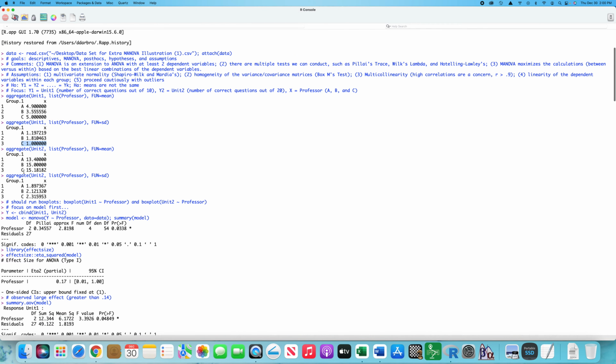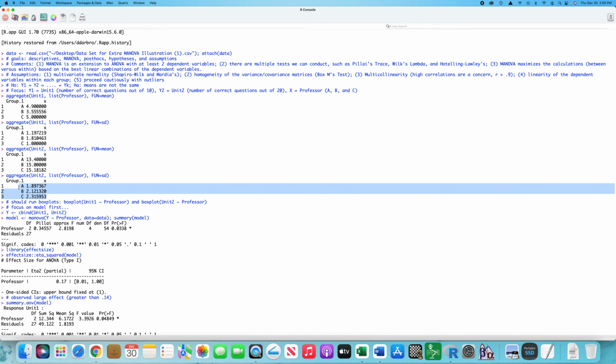Unit 2, looks like Professor C's and Professor B's actually scored higher than Professor A. Now, we can't generalize yet. That's just a statement specific to this test. And then in terms of variance, well, standard deviations, but we can get an indication of variance too, I don't see much difference.